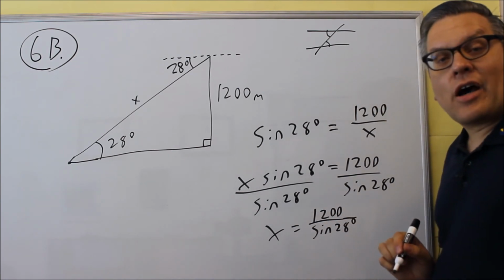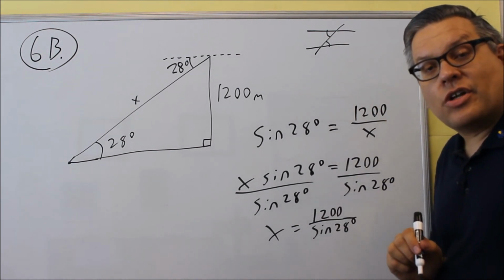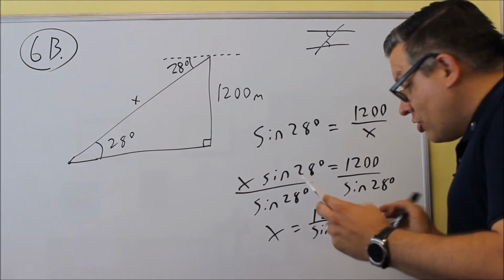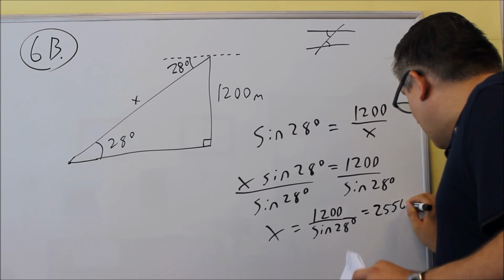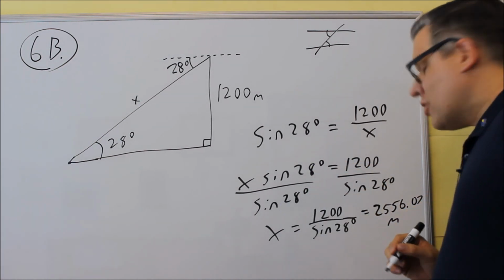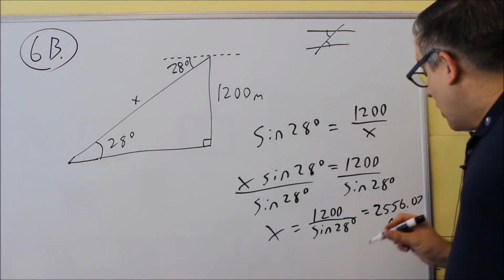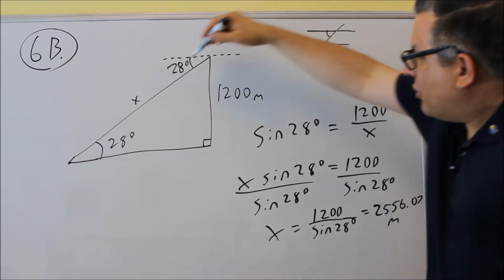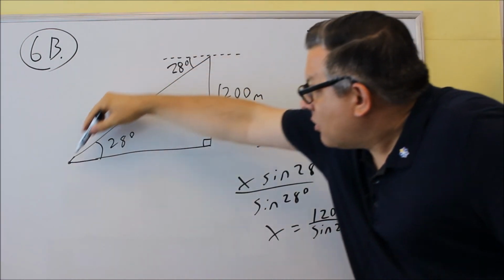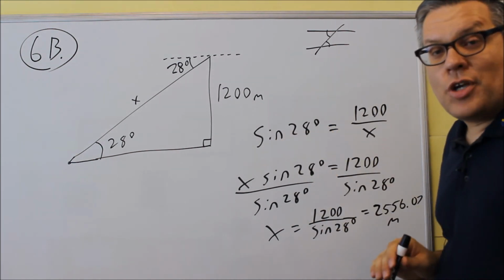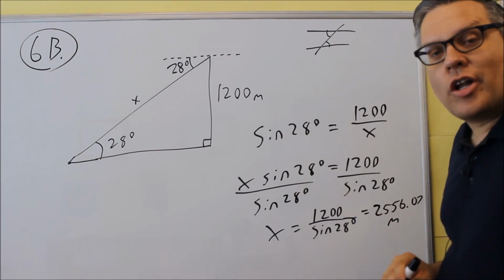I'm going to put this in my calculator. I want to make sure your calculator is in degree mode. And so when you put that into the calculator, you should get 2556.07. And that would be in terms of meters. Okay, so that would be your answer. So that would be the total distance on this diagonal. 1,200 meters. It's okay to leave your answer in terms of meters because it doesn't say to write it in any other kind of unit.